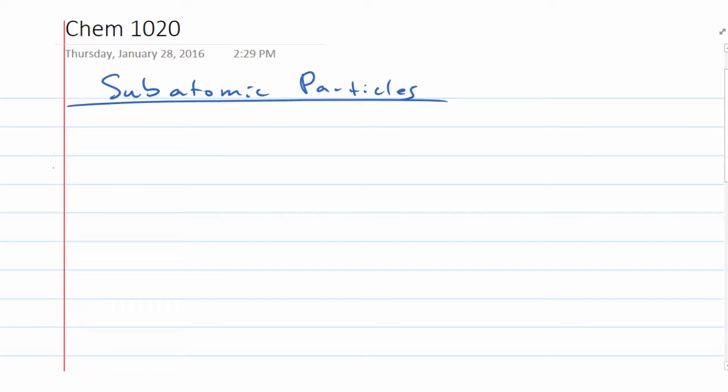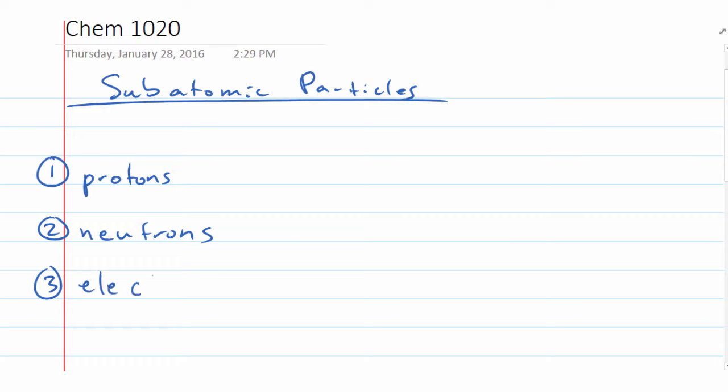And the ones we are going to be familiar with or accountable for are protons, neutrons, and electrons. Good. Protons, neutrons, and electrons. And you need to know what the charge of each of these particles would be. Protons are positive, neutrons are neutral, and electrons are negative.